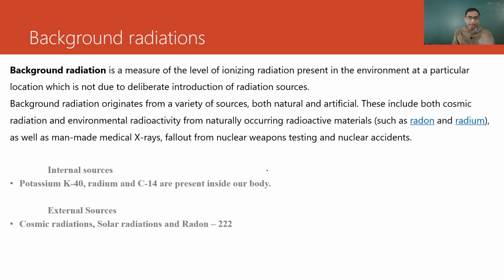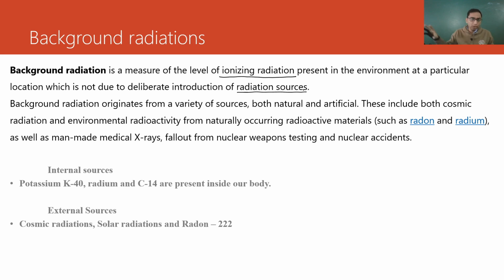So now let's discuss about the background radiations. So background radiations is a measure of level of ionizing radiations present in the environment at a particular location which is not due to the introduction of radiation sources. That means even if you are walking through a road and there are no visible radioactive substances around you, then also you are getting the radiations. That might be due to the radioactive substances traces present in rocks or some cosmic rays coming from the sun. They are also ionizing in nature. So basically background radiations are of ionizing radiations.